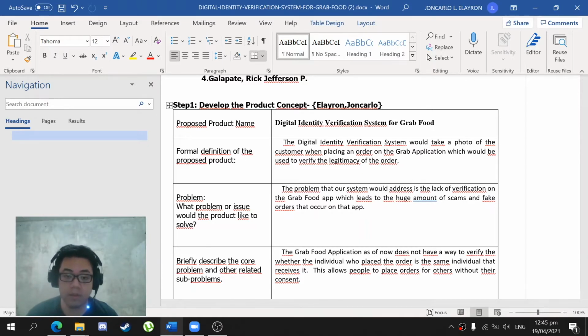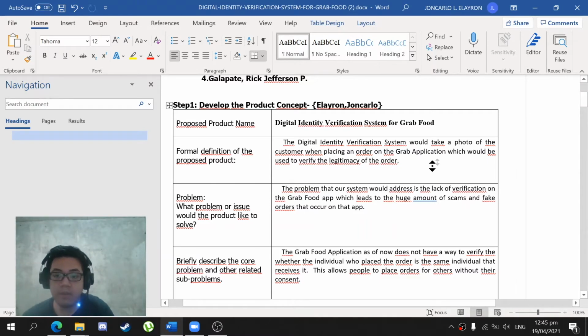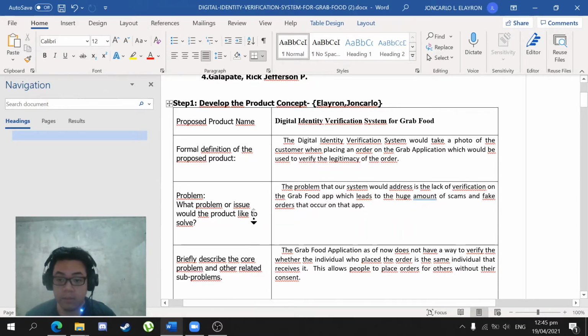So our product is the digital identity verification system for GrabFood. What it would do is take a photo of the customer when placing an order on the Grab application, which would be used to verify the legitimacy of the order. So what problem would it solve?